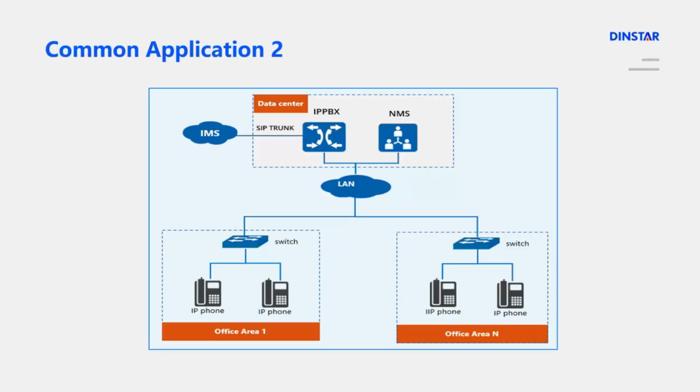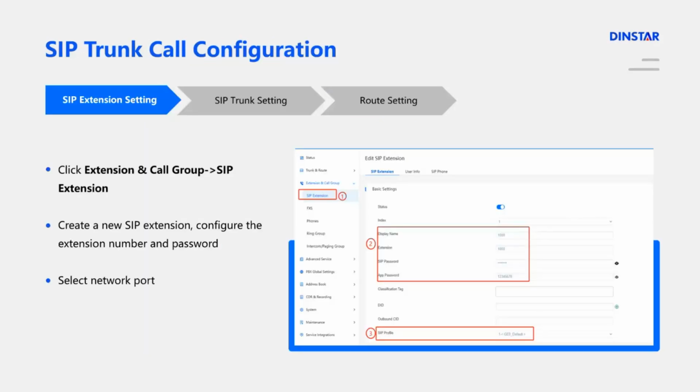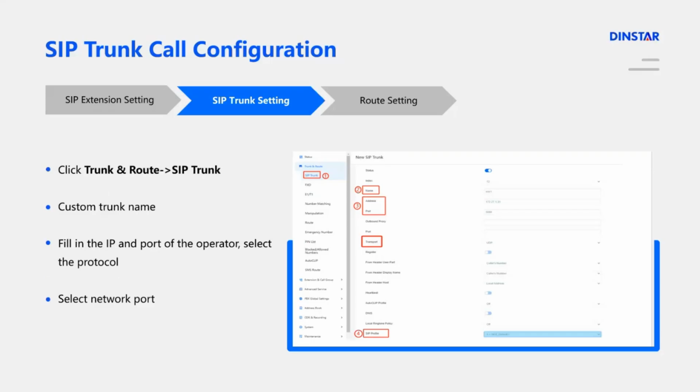Yeah, how to set it? Let's check it. The same step, we have to create the internal SIP extension. And then we set up the SIP trunk to connect to the operator, like the IMS, and name the trunk, and enter the operator's IP address and the port. And we have to choose the SIP profile, which we need to link to the trunk to your external network. Yeah, this is how your system connects to the outside world.